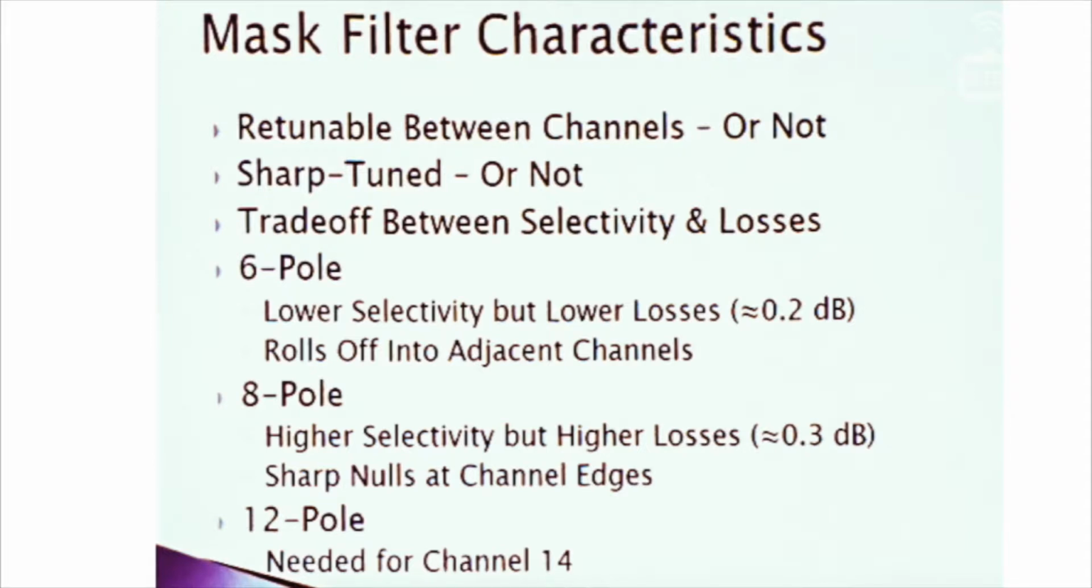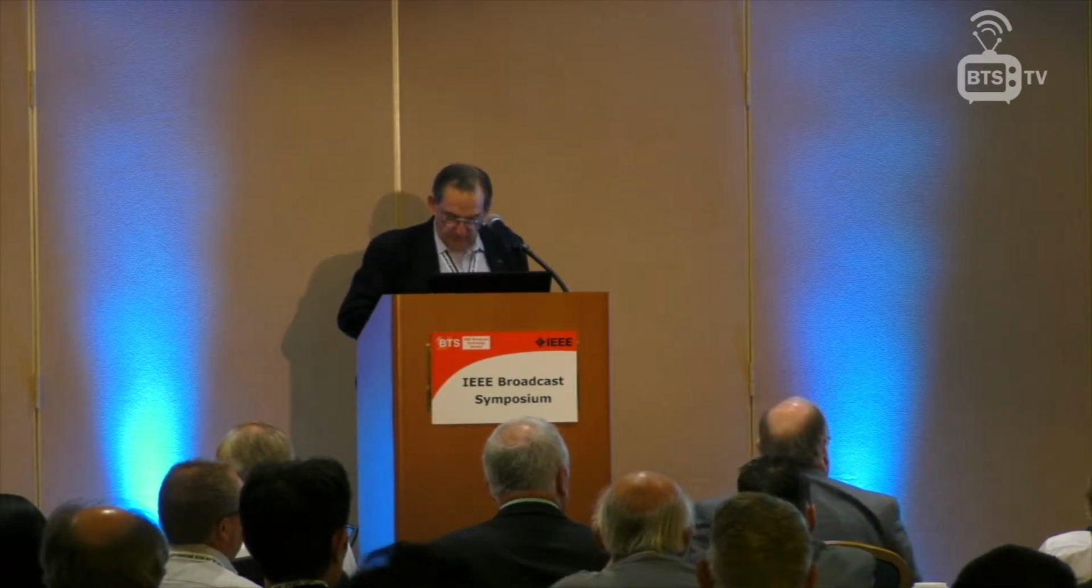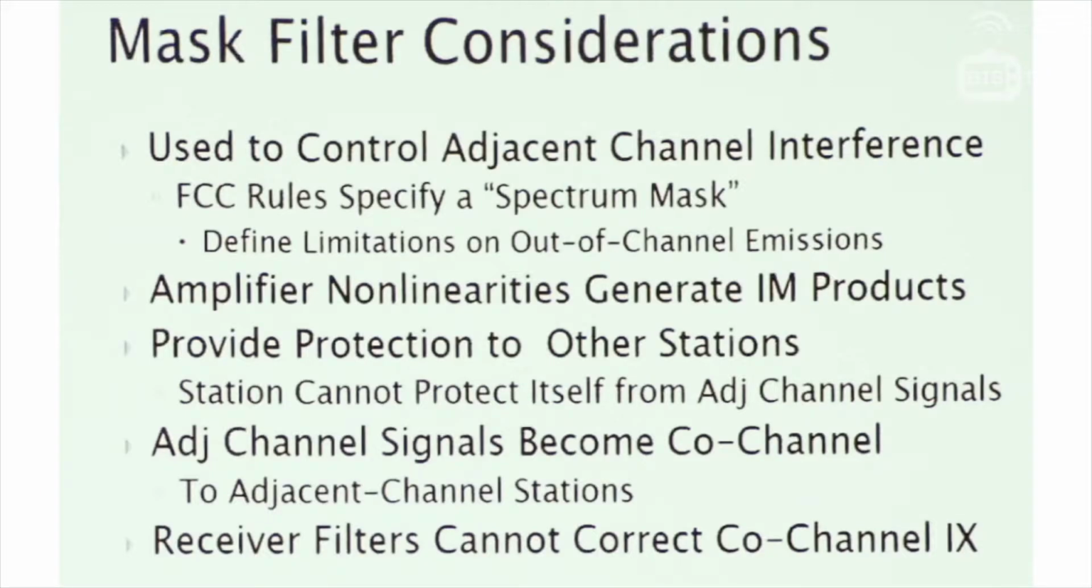But why was that necessary? That experience, and having to put a transmitter in there with an eight-pole filter, is kind of what led to what you're about to see. So at the very basic level, mask filters are used to control adjacent channel interference.